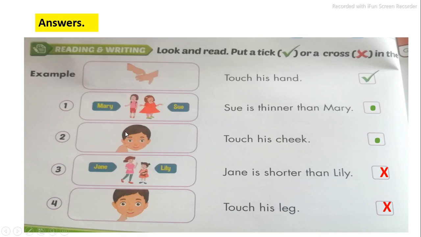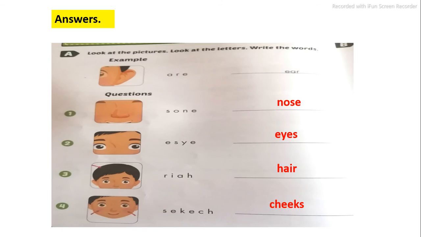Then we got Sue is thinner than Mary, and this is supposed to be an X or a cross. Touch his cheek, that's a tick. Jane is shorter than Lily, it's a cross. And touch his leg is a cross.